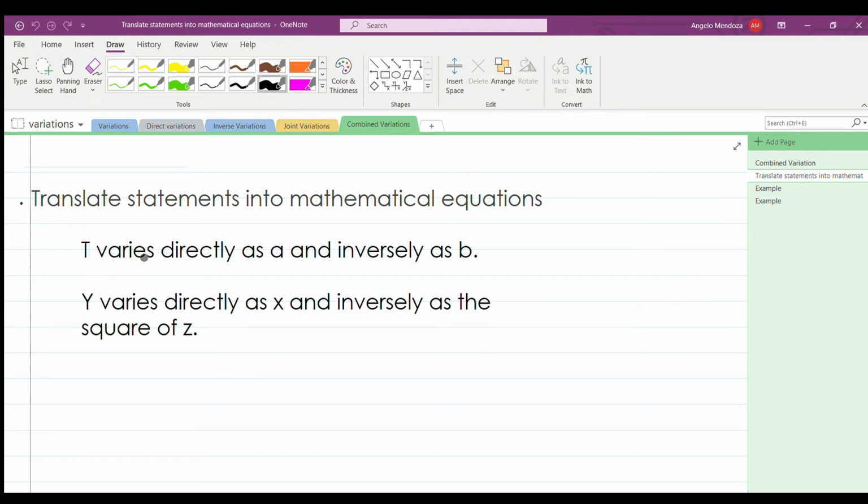We have T varies directly as A and inversely as B. So that's the answer. For this one, you have Y varies directly as X and inversely as the square of Z. Okay. So again, that's how we translate statements into mathematical equations.